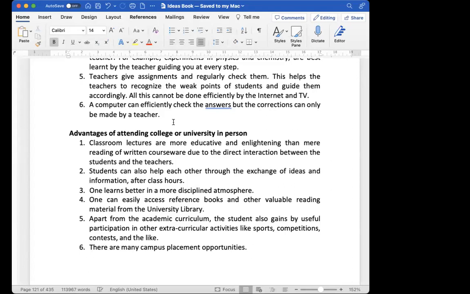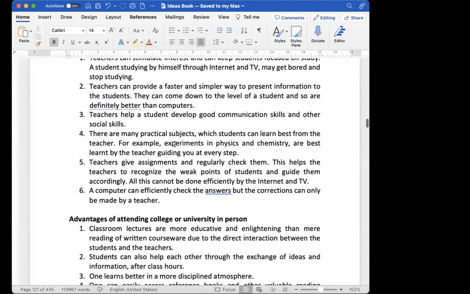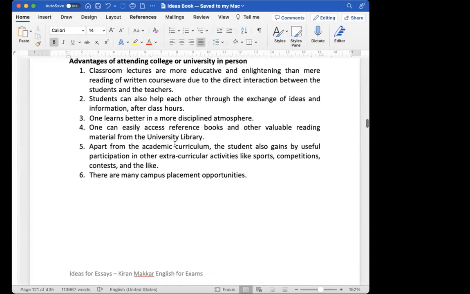Students can help each other through the exchange of ideas and information after class hours. One learns better in a more disciplined atmosphere. One can easily access reference books and other valuable reading material from the university library. Apart from the academic curriculum, the student also gains by useful participation in other extracurricular activities like sports, competitions, contests, and the like. There are many campus placement opportunities also when you actually go to a university. So you can pick and choose which point will suit your essay best.